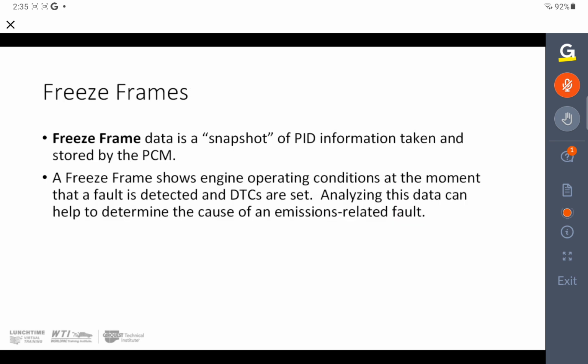Freeze frame data, as I said before, is very valuable to help you determine exactly what was going on when the code set, whether it's a P0171, 172, 173, 174, whatever the fuel trim code is. Looking at the freeze frame data that the PCM has stored is going to help you to duplicate that condition.